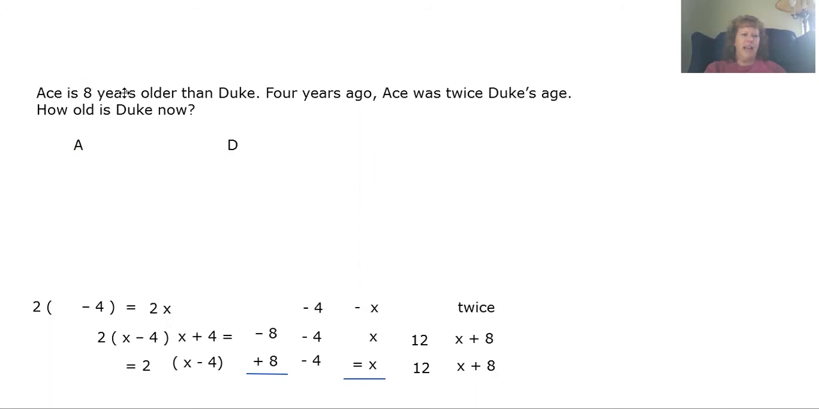And if Ace is 8 years older, then that would be x plus 8, which means Duke would be just x. 4 years ago would be subtract 4 from both columns. And Ace was twice Duke's age, and that goes with the single x. So pause here if you could write out the equation for the two columns now.